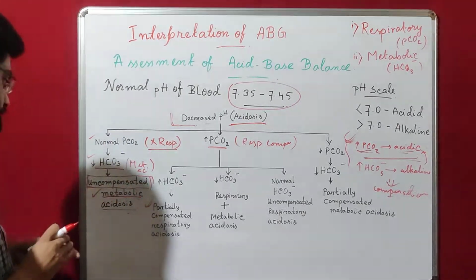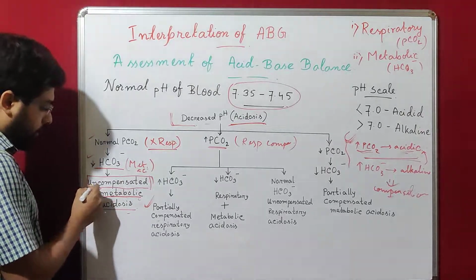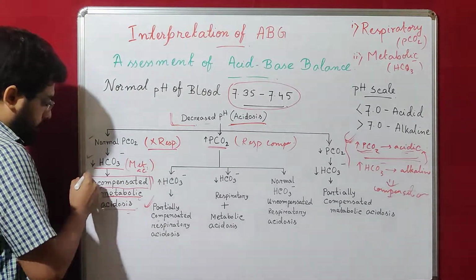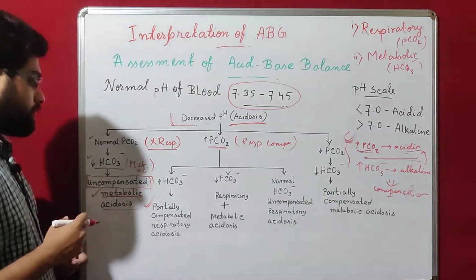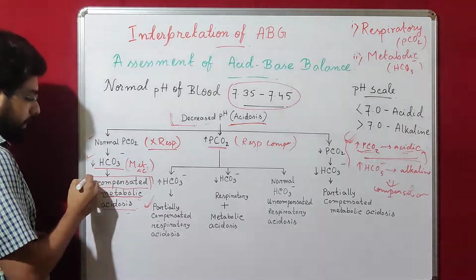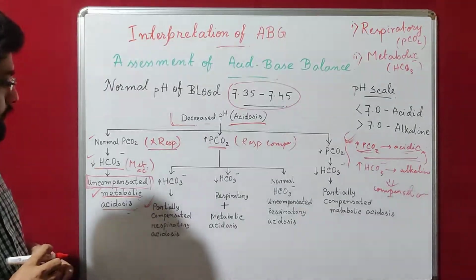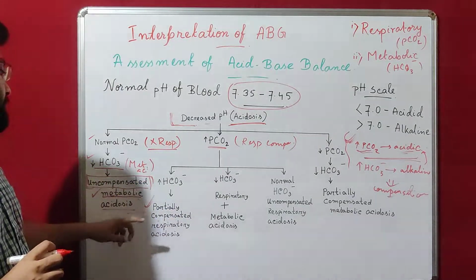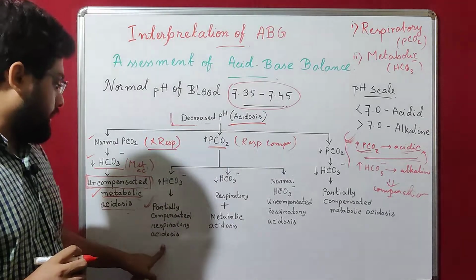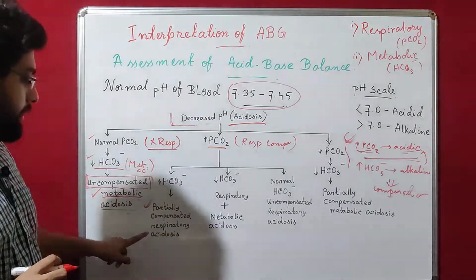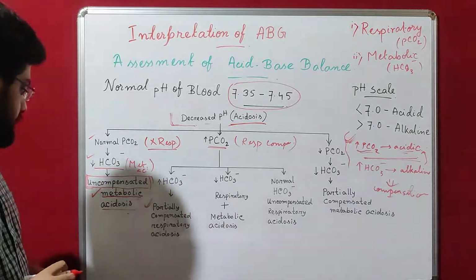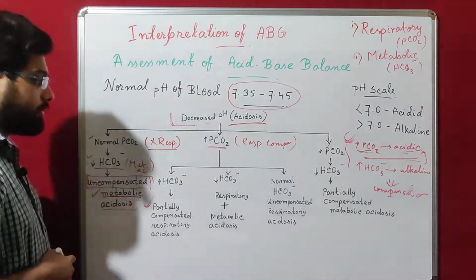So there is no effort by the body to compensate this metabolic component of acidosis through the respiratory component. So that will be called uncompensated, that is, the body is showing no effort to compensate the abnormal scenario. This was called uncompensated metabolic acidosis. Next, this was partially compensated respiratory acidosis, that was uncompensated metabolic acidosis.